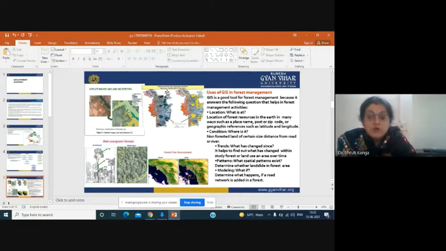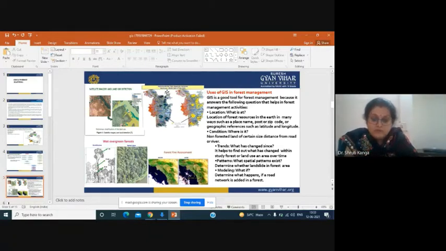Then we can also analyze the pattern. What spatial pattern exists? That means determining whether urbanization is taking place and that is why the forest pattern is changing, or maybe some other pest infection is taking place. So we can determine the reason for a particular existing pattern changing. What is the reason?